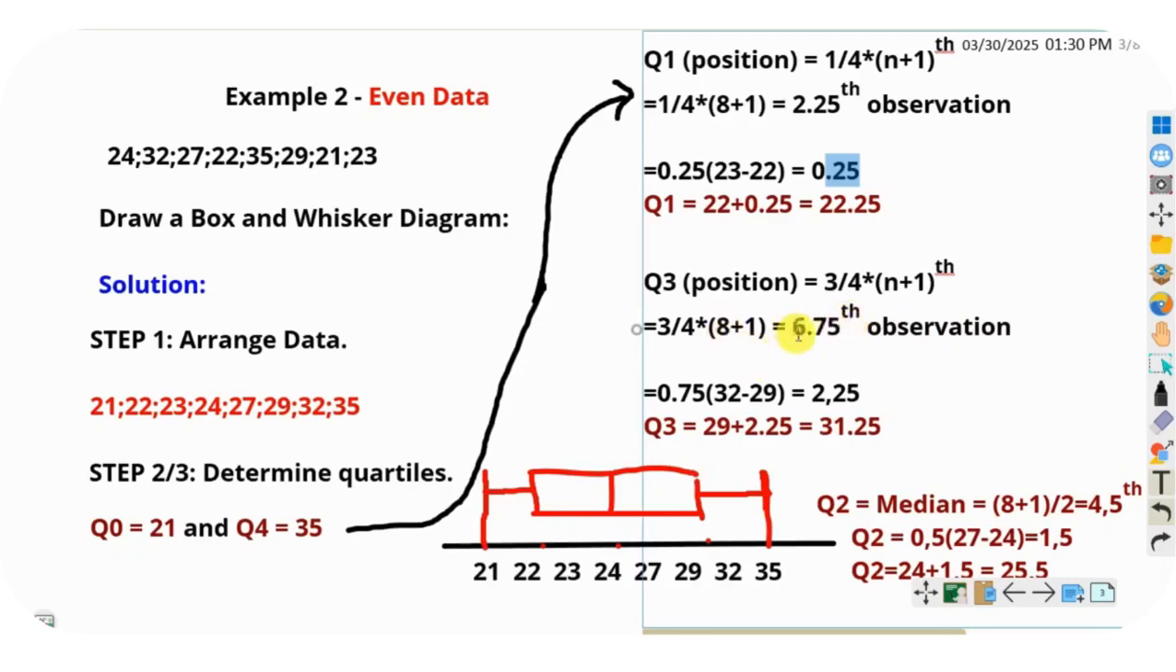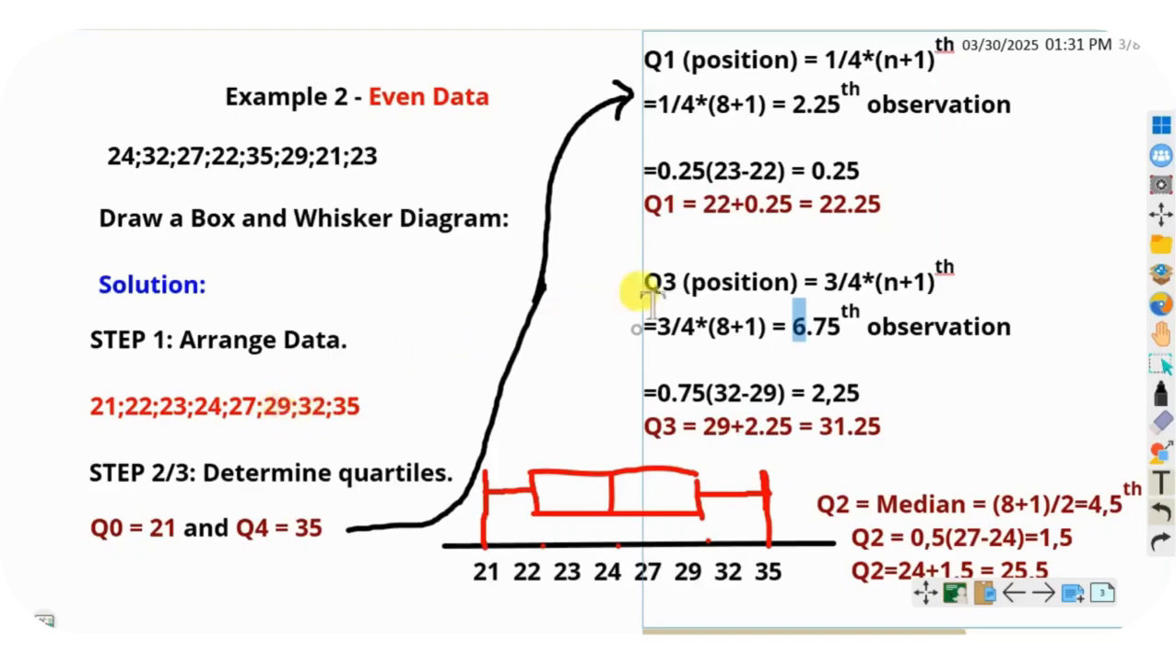So we can see the first value is 6. So it means whatever value it is, it's going to be after 6, right? So here I count 1, 2, 3, 4, 5, 6. The sixth is 29, right? So it means the third quartile is somewhere between 29 and 32, because it's after 29, but it's not the seventh term. So it is between the sixth term and the seventh term.